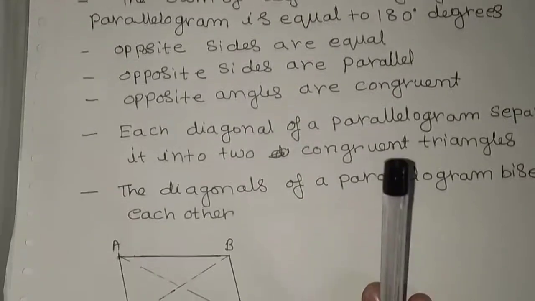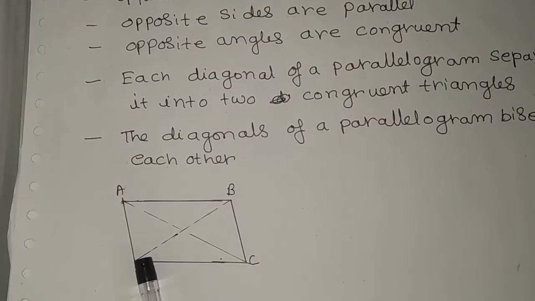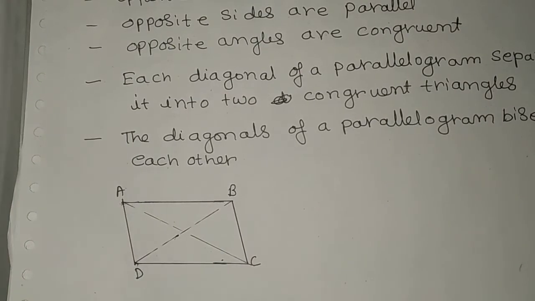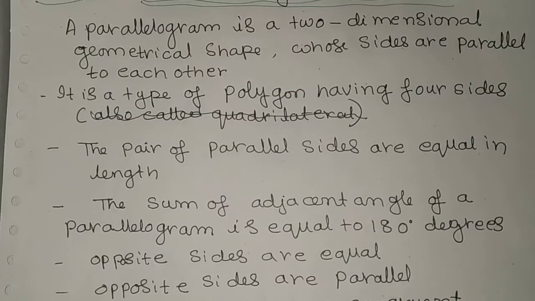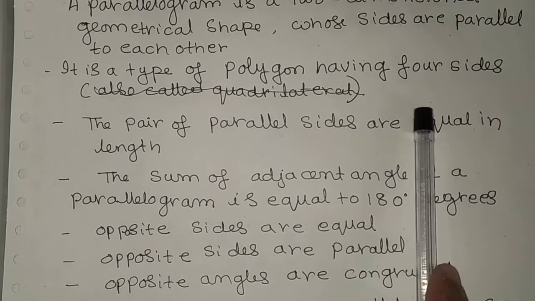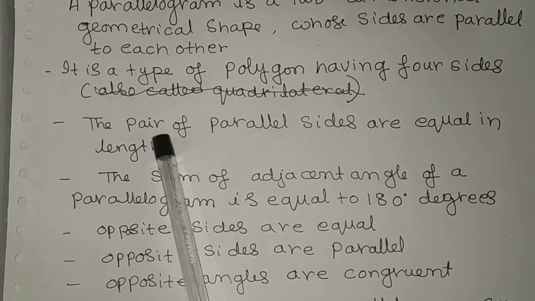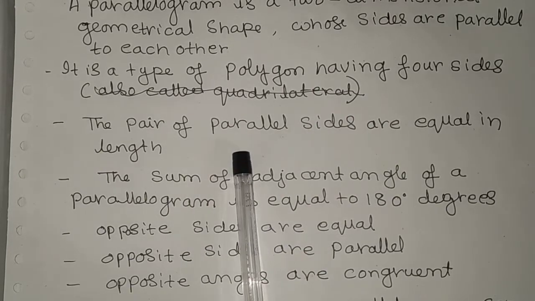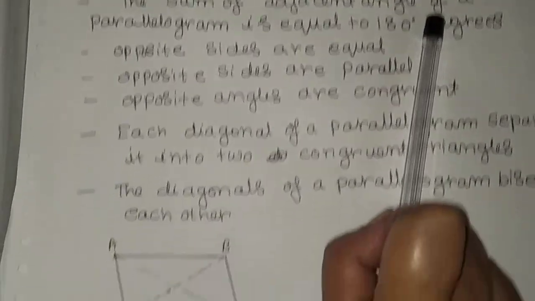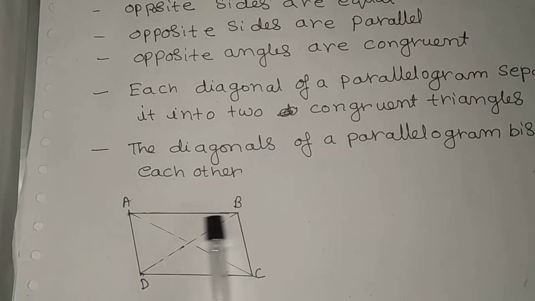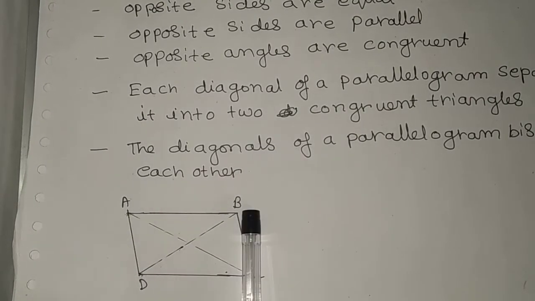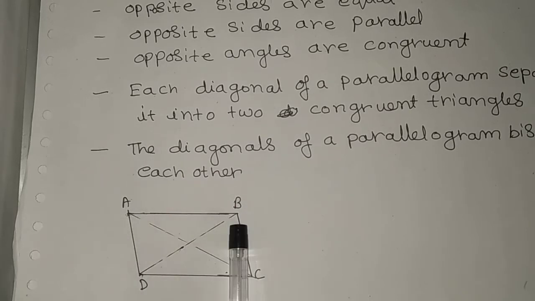I'll show an example. This is an example of a parallelogram ABCD, which has two diagonals. It is a type of polygon having four sides, and the pair of parallel sides are equal in length. The sum of the adjacent angles, A and B, these become adjacent angles, will be 180 degrees.